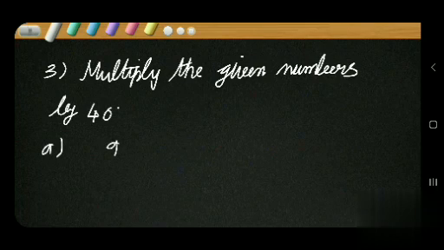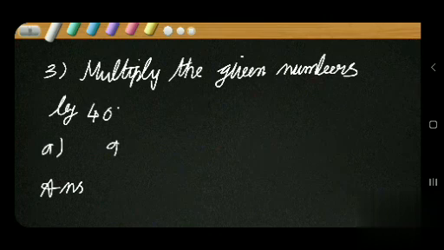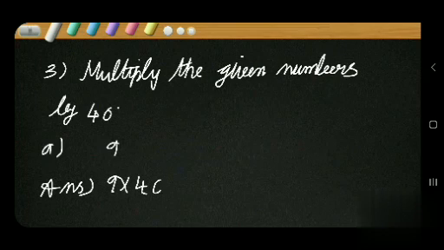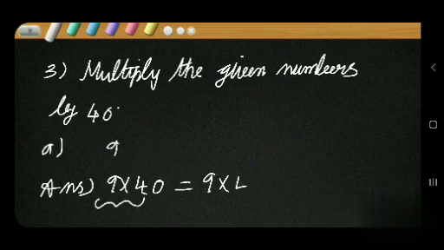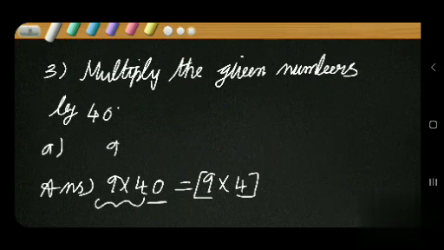9 is the question. How to multiply 9 into 40? Can you say how to multiply 9 into 40? For multiplying 9 into 40, what we have to do? First we have to multiply 9 into 4. And with this product, how many zeros? Only one zero, because in 40 there is only one zero.